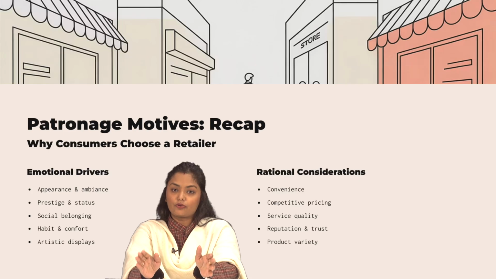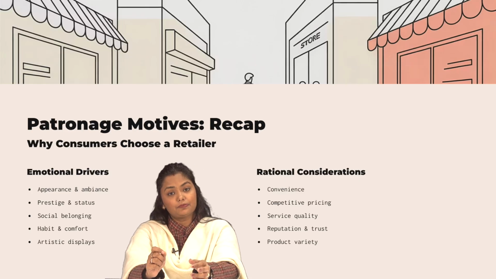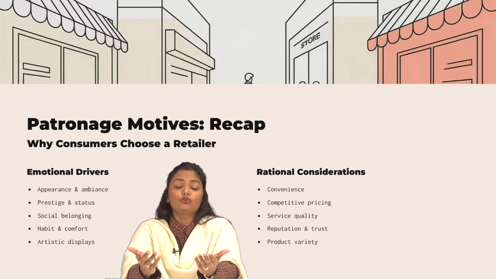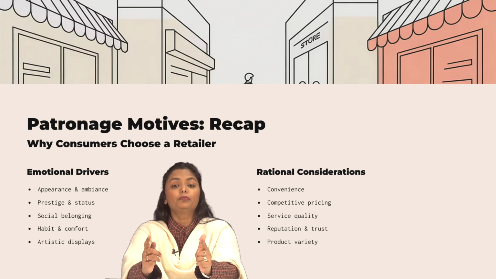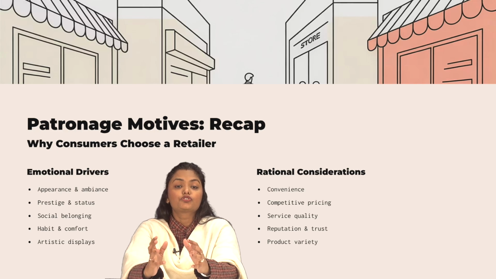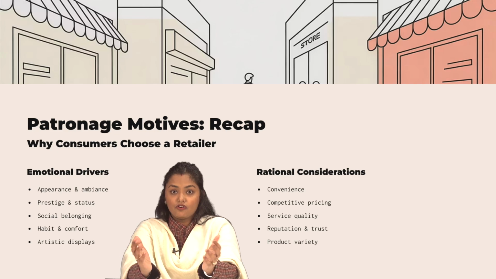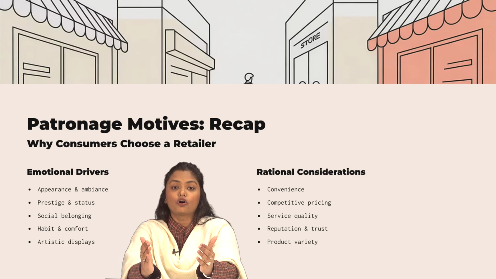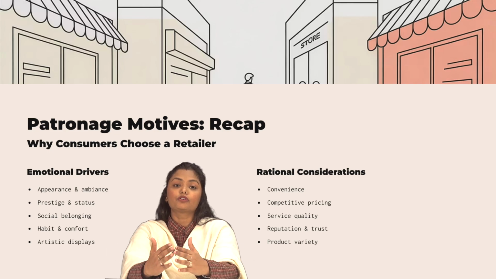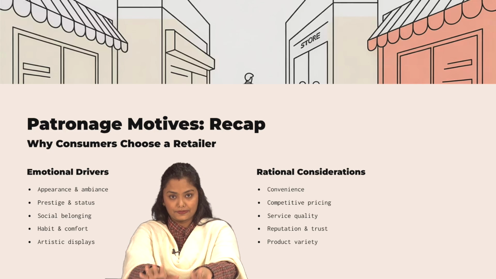To summarize patronage motives, these explain why a consumer walks into store A instead of store B. There are emotional drivers, which include the look of the store or social prestige, while rational drivers focus on price, convenience, and service efficiency. So, understanding this helps retailers design their store experience to capture both types of shoppers.